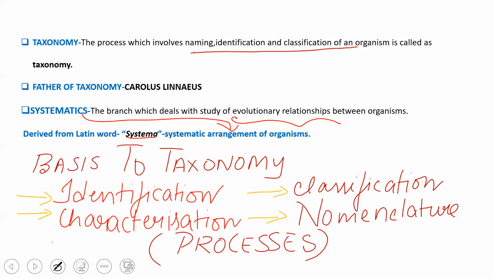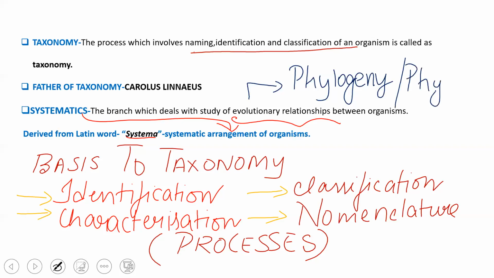Evolutionary relationship can also be otherwise called the phylogenetic relationship. The word phylogeny is nothing but evolutionary. Or in other words, it is called phylogenetic relationships.